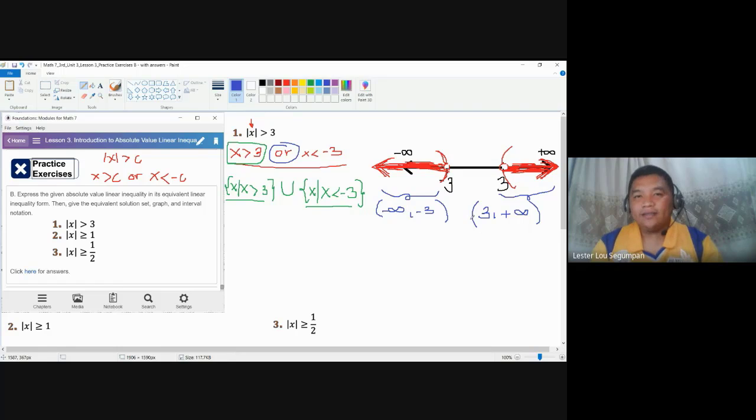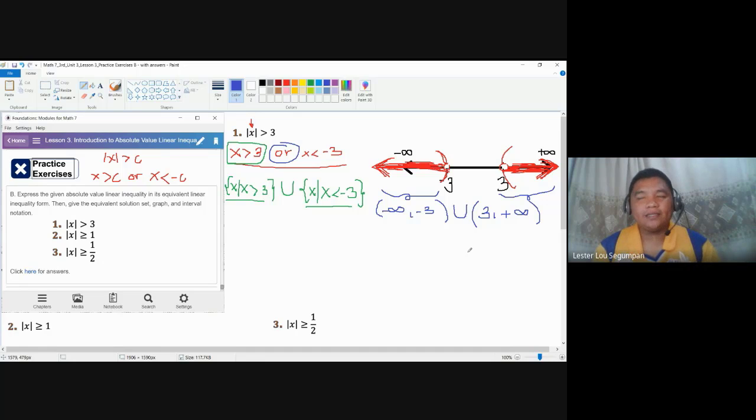But it is not yet done. Take note again that in our linear inequality form, we use the conjunction or. In our solution set, we use the union. Here, our graph is on the same real number line. We also need to combine or connect these two interval notations here. And what do we actually use? We are simply going to use the same operation as in the solution set, which is actually the union of sets.